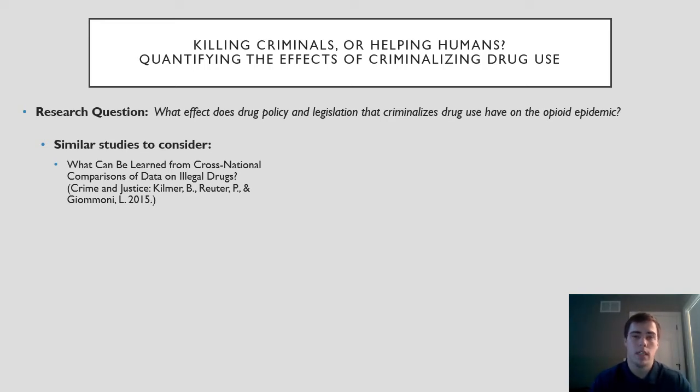The first study is titled "What Can Be Learned from Cross-National Comparisons of Data on Illegal Drugs," and this piece goes into great detail on the potential dependent variables for study when researching the opioid epidemic. The most commonly studied is drug prevalence, a simple survey question like, have you used drugs in the past 30 days? That is the most accessible data point, the most frequently asked survey question, but it's not necessarily the most direct measure of drug-related harm.